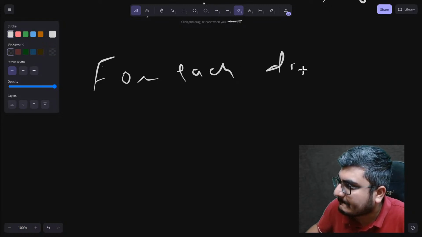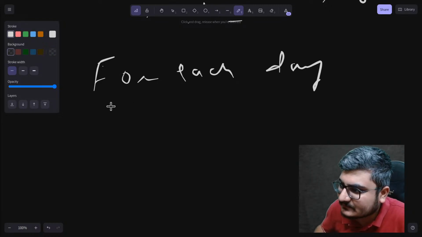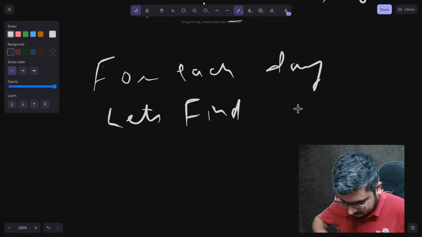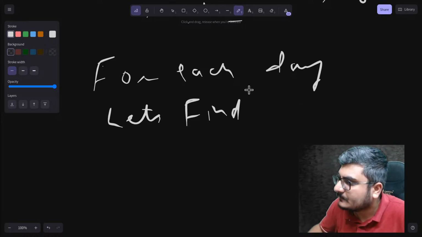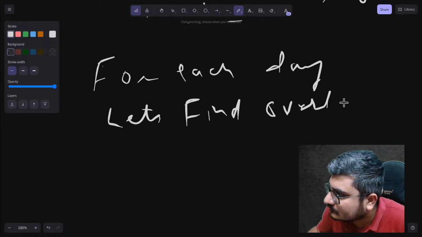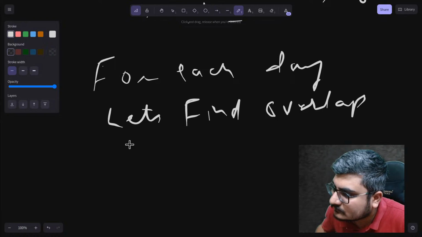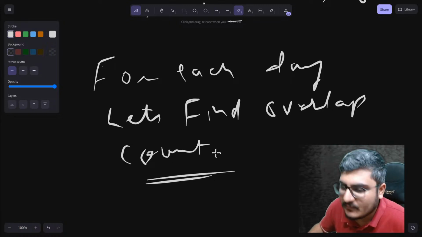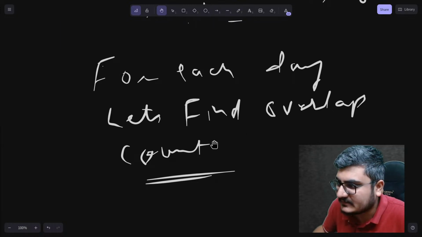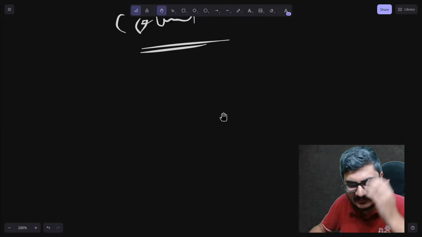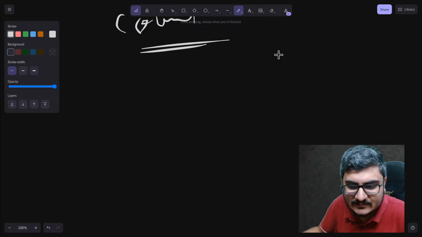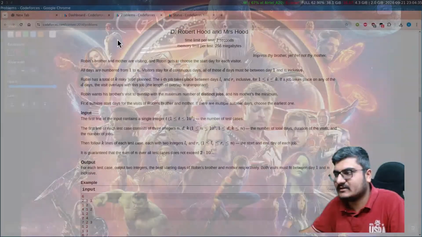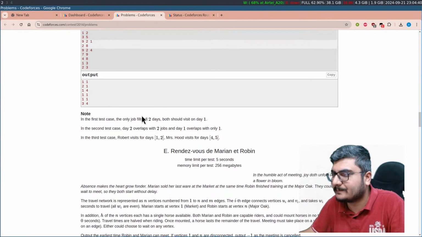For each day, let's find the overlap count. Once we know this overlap count, we can find the answer. There are many ways. One way is you can use a sliding window, or you can use a difference array, prefix sum, etc. The way I will do it is the sliding window technique.